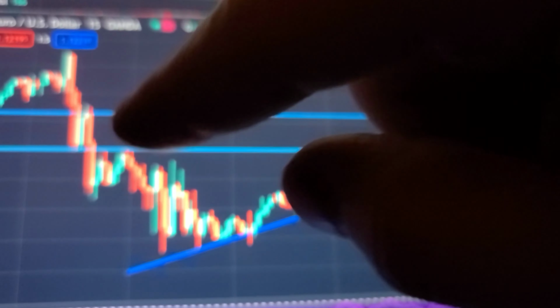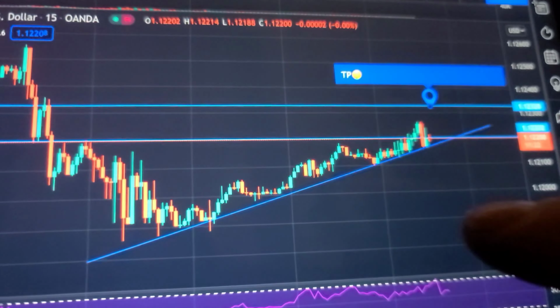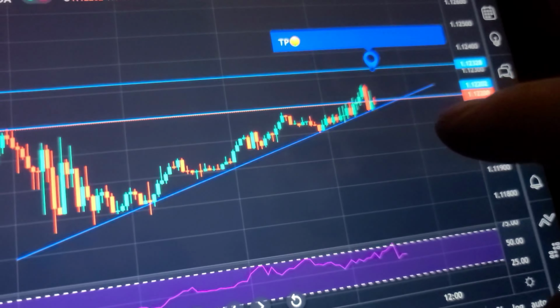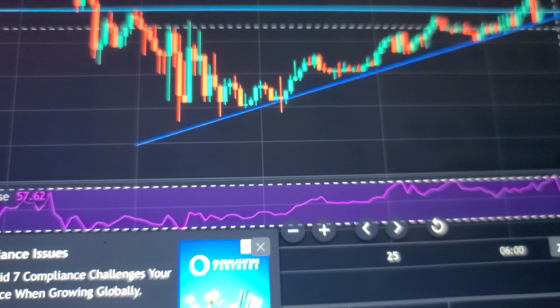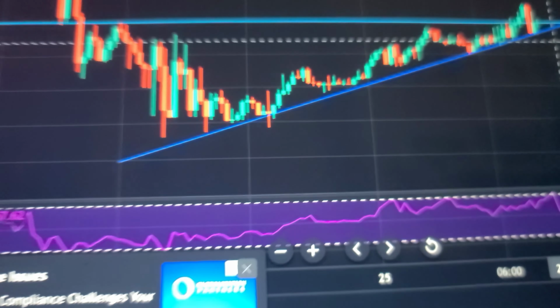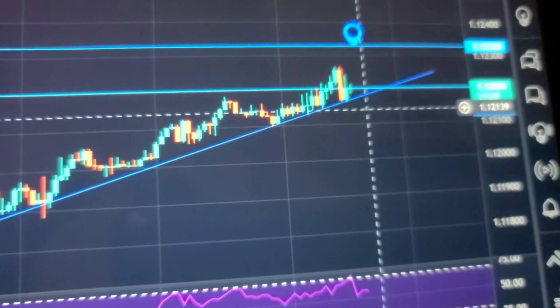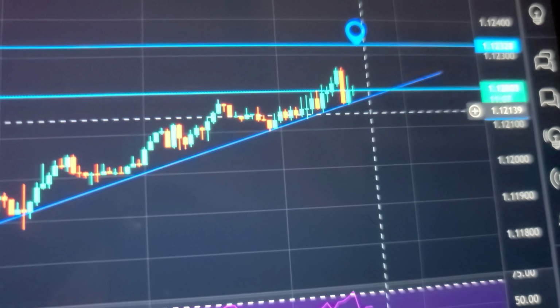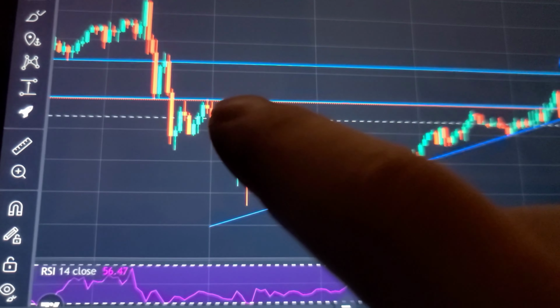Take profit was going to be right there. As soon as it hits that, it would boot me out. I set a stop loss. I believe I had originally set my stop loss at 140, about that area-ish. So I placed a trade. I got in right before it broke.